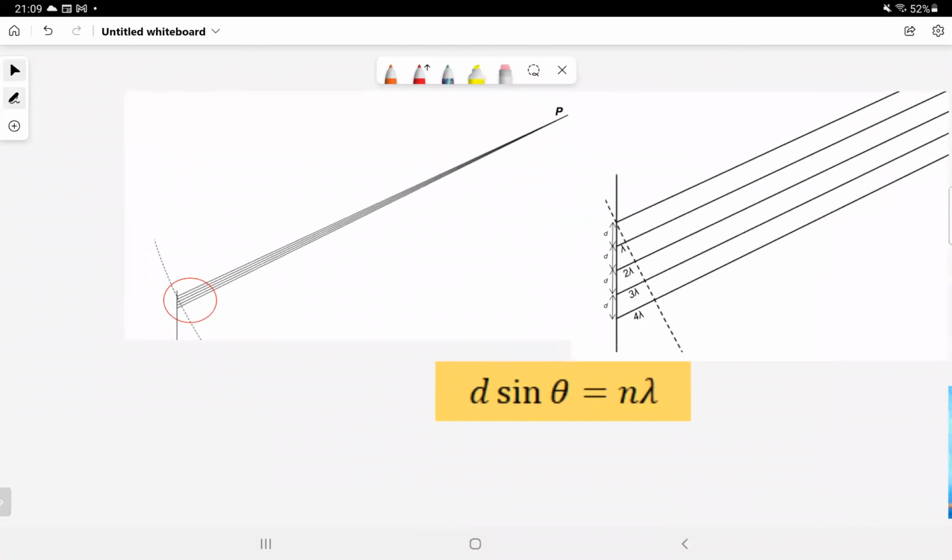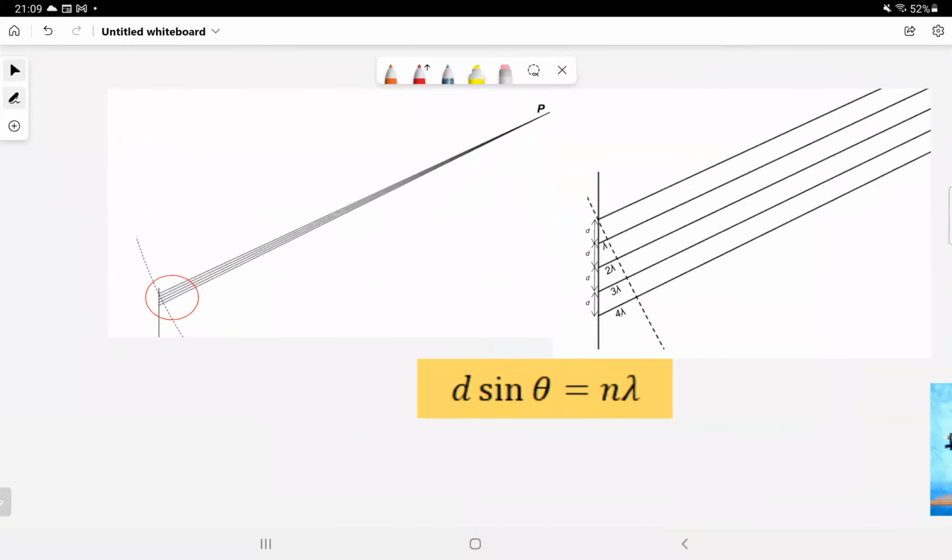Now, let's look at the setup and understand why. Suppose at point P is a bright fringe. Once again, we want to study what caused the bright fringe to occur. So we study it at the source, and I included this diagram to show you that when you zoom in enough to the source, the right-hand side is what you will see. The lines appear almost parallel again.